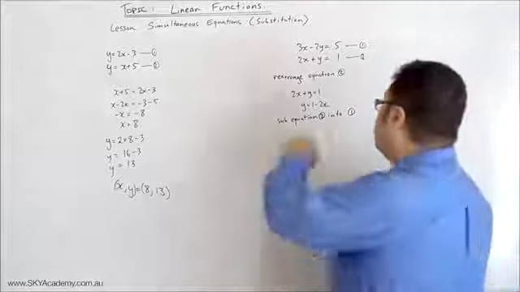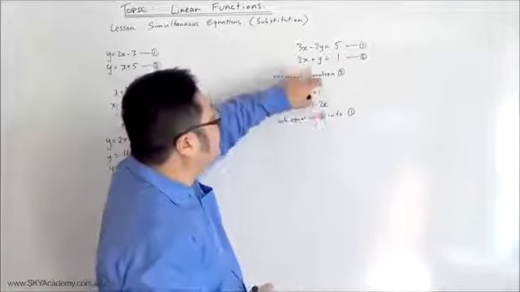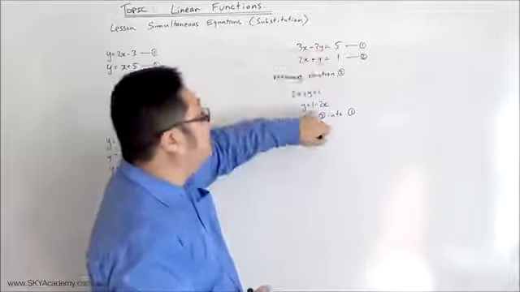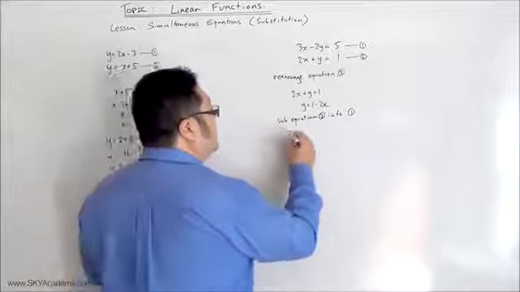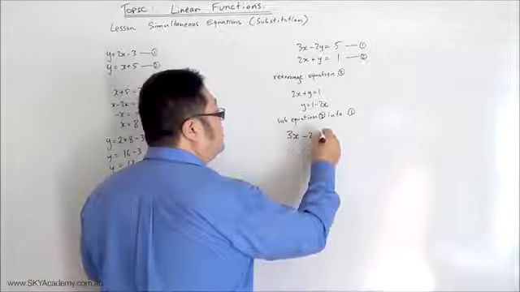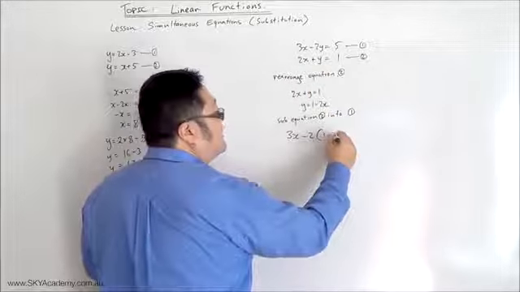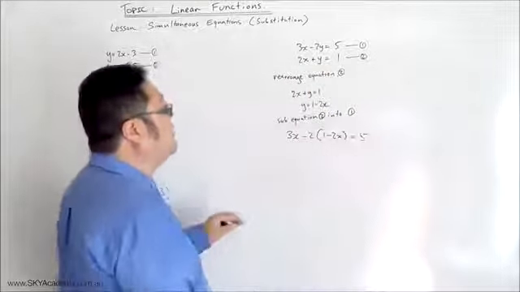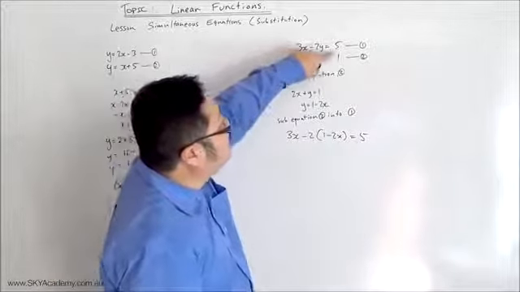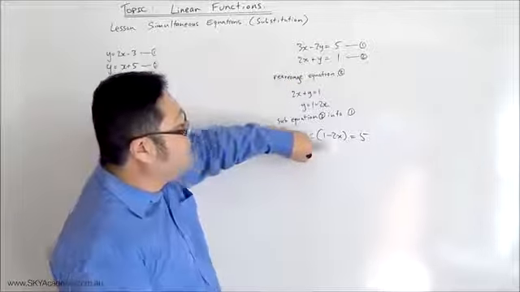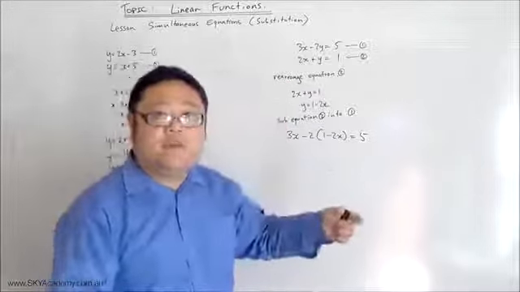Okay? So y is equal to 1 minus 2x. We want to replace the y here with 1 minus 2x. So what we're left with is 3x minus 2 outside of, and instead of writing y, we write 1 minus 2x, and that's equal to 5. Alright, so what we've done is we've taken this whole equation 1 and rewritten it with the substitution being made.